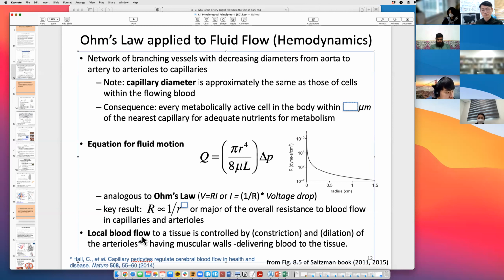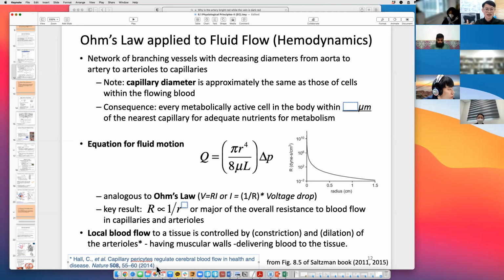Local blood flow can be controlled by constriction and dilation of these arterioles. Why arterioles? They contain smooth muscle in their vascular walls, delivering blood to the tissue. Then you have to ask, hey, is that true? And why? This is an active area of our current research. So look at this Nature paper for capillary. Look at the title. If you read the title, you can think of why this is Nature.